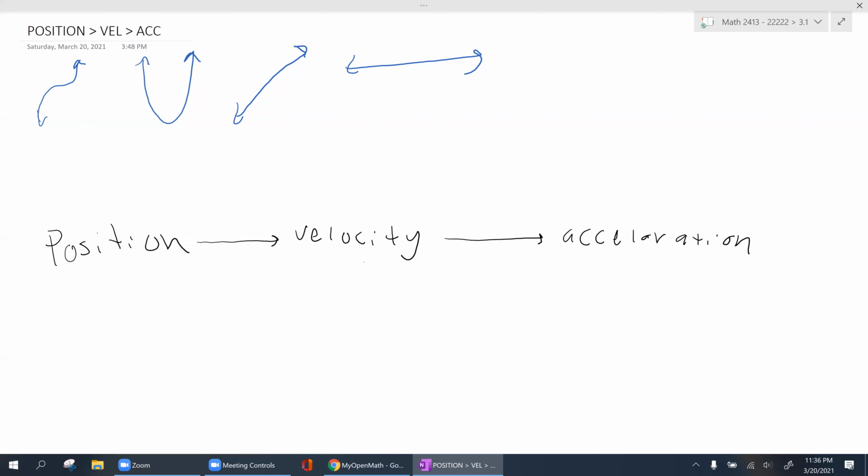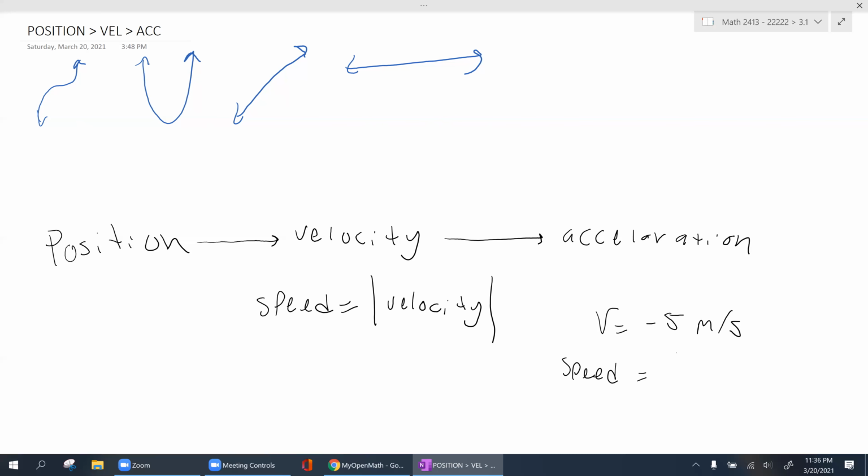Oh, and just one more thing. If you have velocity and you want to know speed, speed is just the absolute value of velocity. That's all it is. So if they were to say your velocity is -5 meters per second, then your speed is just the absolute value of that number, meaning if it's negative it becomes positive, and if it's positive it stays positive. Your speed would just be 5 meters per second.